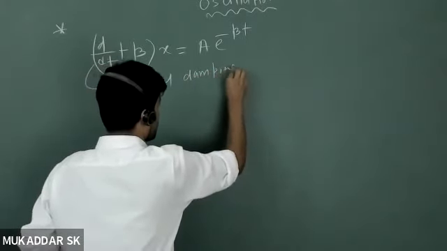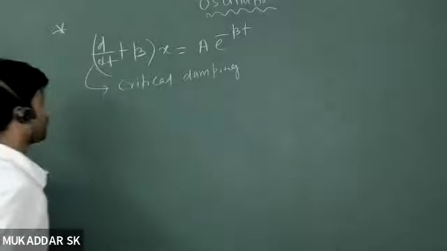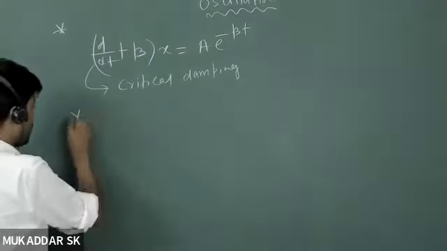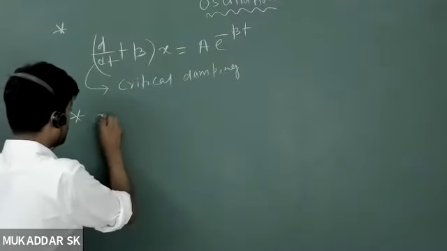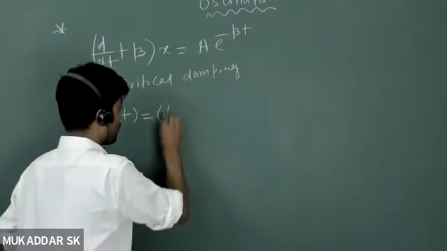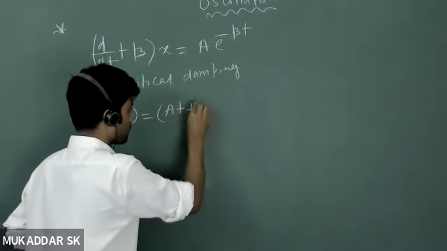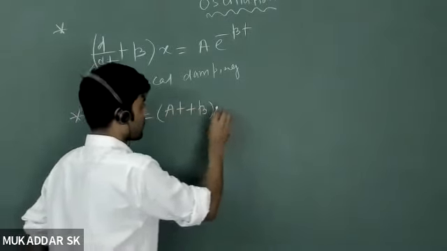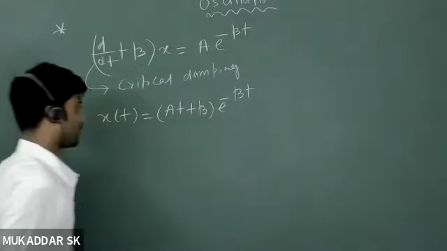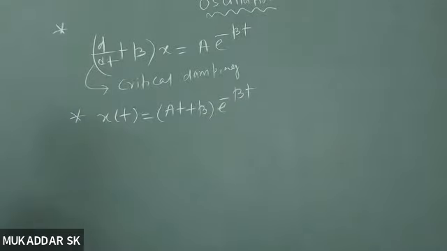Right? Then I told you to solve this equation, and the solution of this equation will be x(t) equals to (at plus b) exponential minus beta t, where a and b are some constants and beta, you know, is the damping parameter. So how will I proceed?